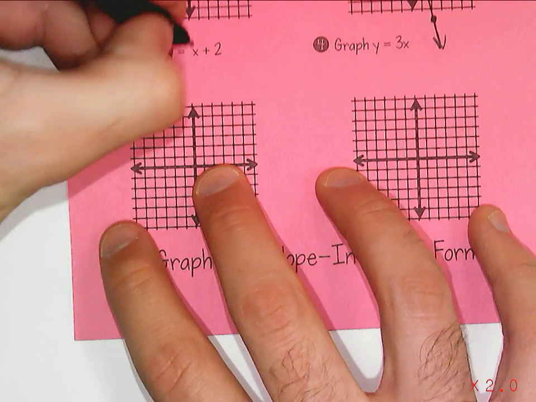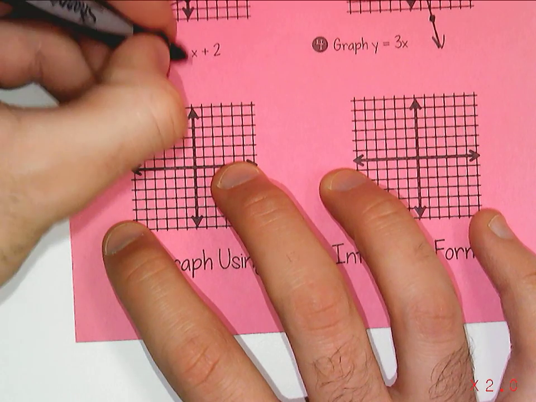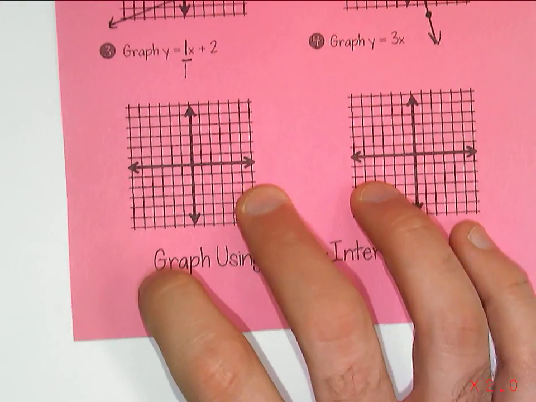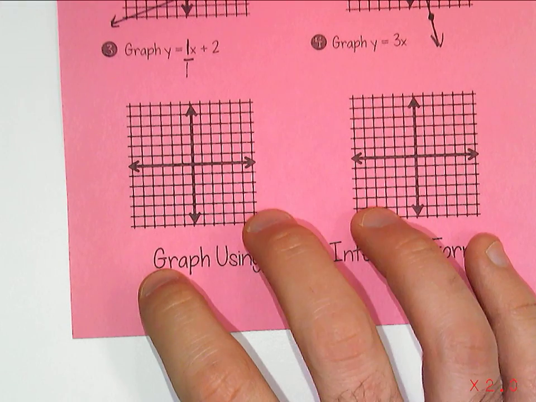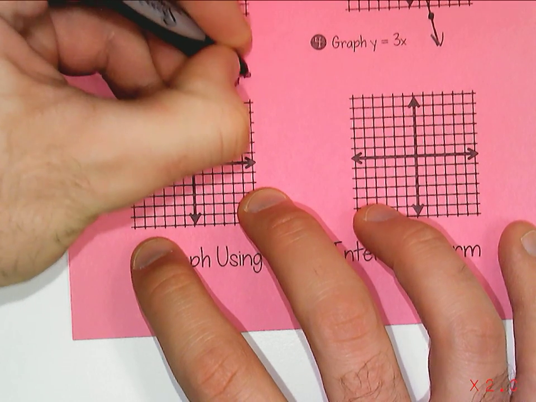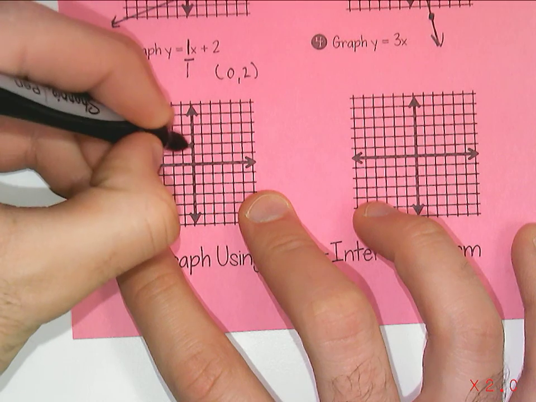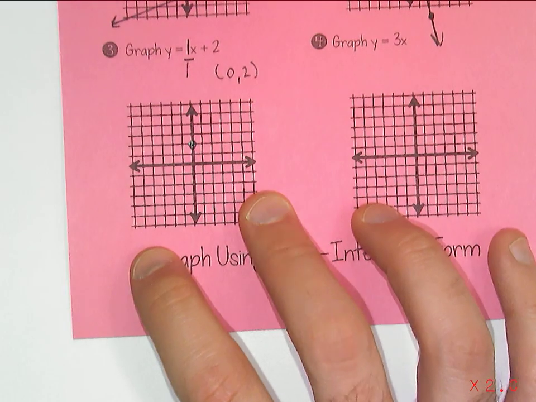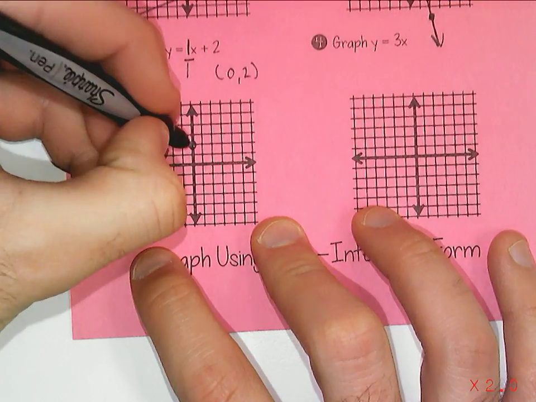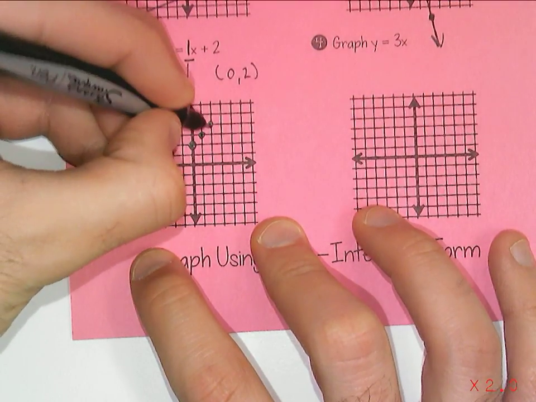So first and foremost, with number 3, it looks like there's nothing in front of the x. But if there's just one x, that means there's a 1 in front of it, and that's over 1. Okay? So our slope here is 1 over 1. But first, we want to plot that y-intercept at 0, 2. So let's plot that, 1, 2. And from there, our slope is telling us to go up 1 to the right 1. Up 1 to the right 1. Up 1 to the right 1.